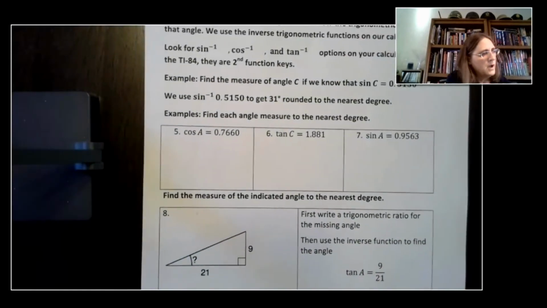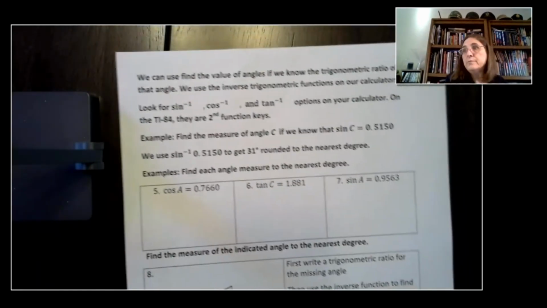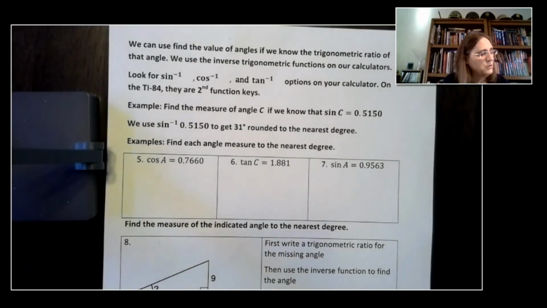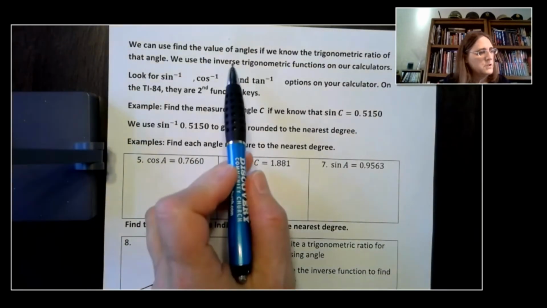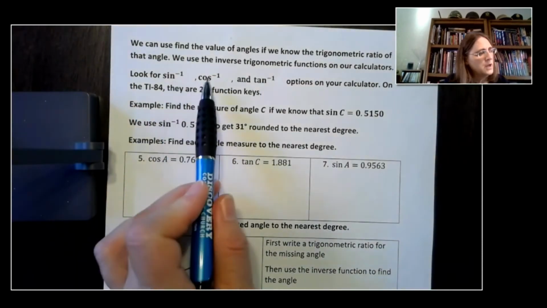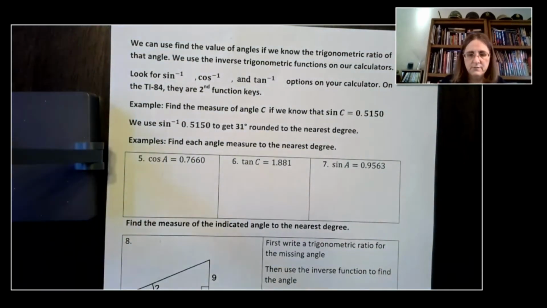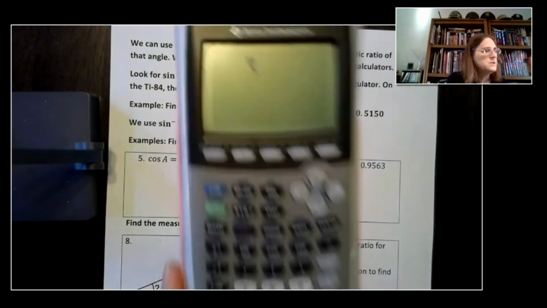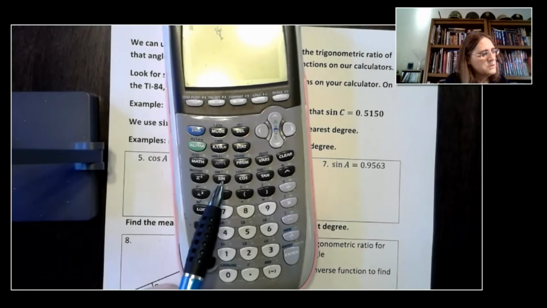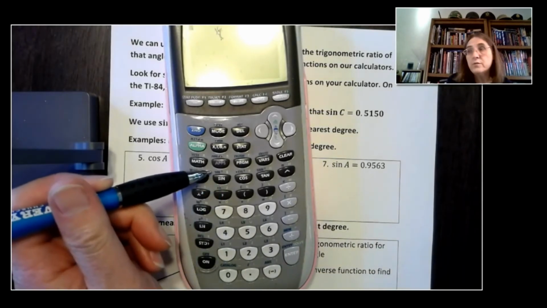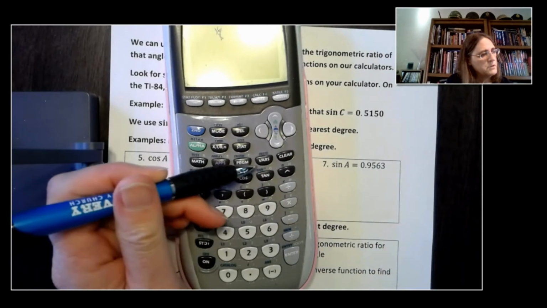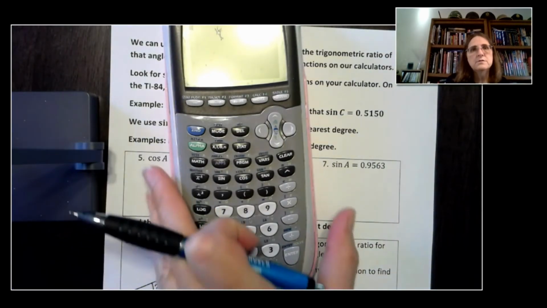We can find the value of angles if we know the trigonometric ratio of that angle. So we can use the inverse trigonometric functions on our calculators. Look for sine inverse, cosine inverse, and tangent inverse. I'm going to show you my TI-84, and here is our sine function, and the second function, which is the blue key, is sine inverse, and then we have cosine inverse and tangent inverse.